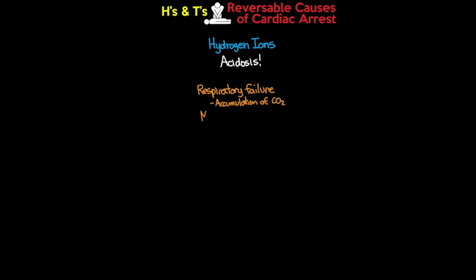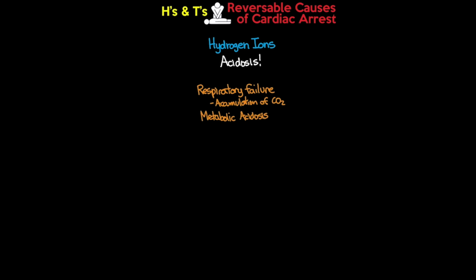All right, the next on our list is our hydrogen ions. If we think about this, an accumulation of hydrogen ions means we have acidosis. So it's kind of a tricky play on our H's and T's, but it fits in nicely here. When we're talking about acidosis in our patients and looking at these causes, there's really two main camps. The first one is respiratory failure, and this is essentially where we're going to see that accumulation of CO2 in these patients. Or we could be looking at some sort of metabolic acidosis.